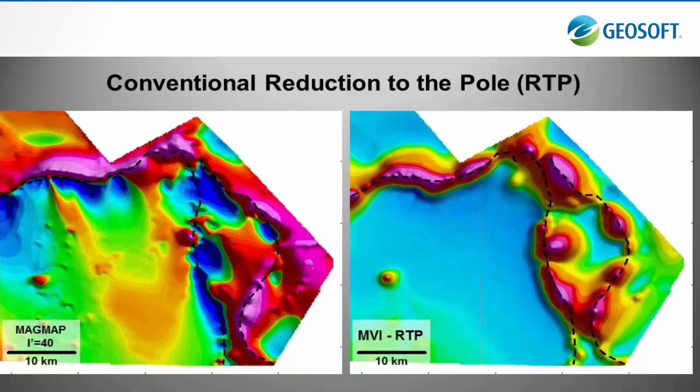Okay, let's say we took that MVI and we said, okay, I've calculated the susceptibility with allowing the vector to vary, and let's just take that susceptibility and let's pretend it's at the pole and calculate what the field would be at the pole. And what you get is that image on the right. And this is an MVI approach to RTP, where we removed one of the main problems with the physics of it, which is this assumption that the actual field is horizontal when in fact it's not. And so now you get a really nice clean RTP.